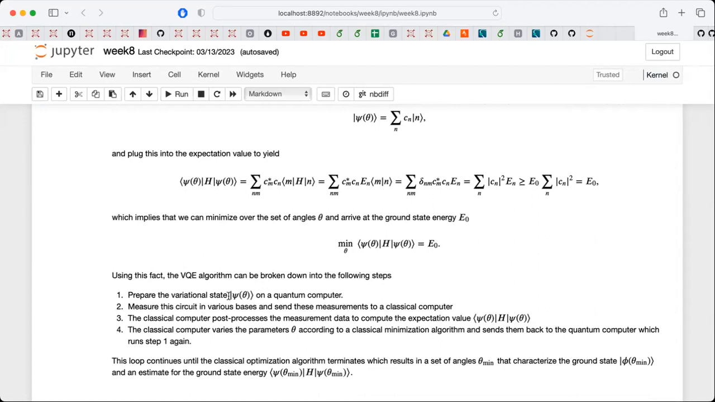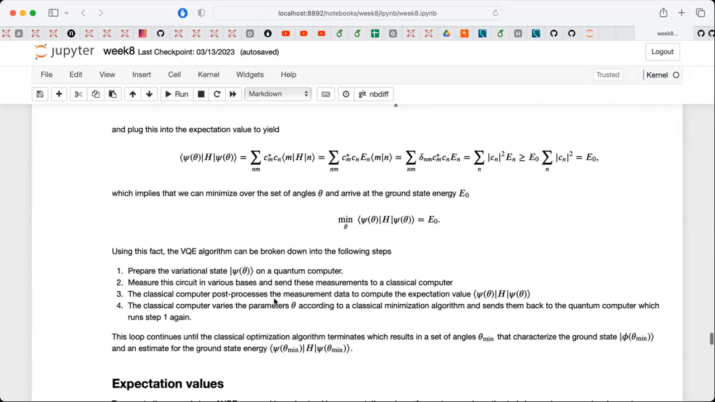And as you can see, what you would typically do now is to prepare the variational state as a function of this angle theta, or a set of angles. You would measure this circuit in various bases and send these measurements to a classical computer. And the classical computer post-processes the measurement data to compute the expectation value.